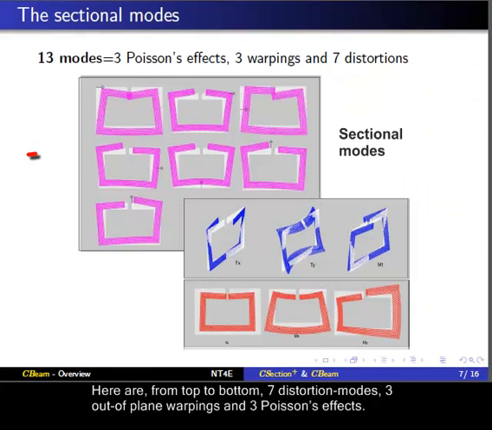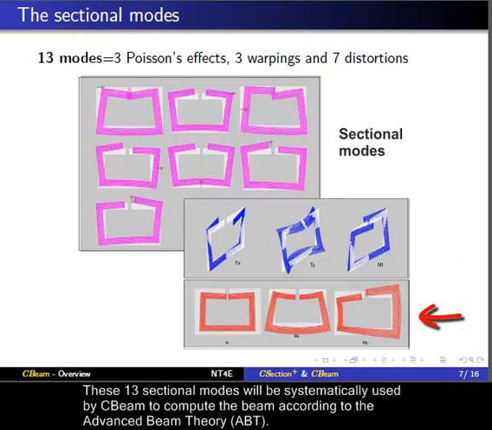Here are, from top to bottom, 7 distortion modes, 3 out-of-plane warpings, and 3 Poisson's effects. These 13 sectional modes will be systematically used by CBeam to compute the beam according to the advanced beam theory.